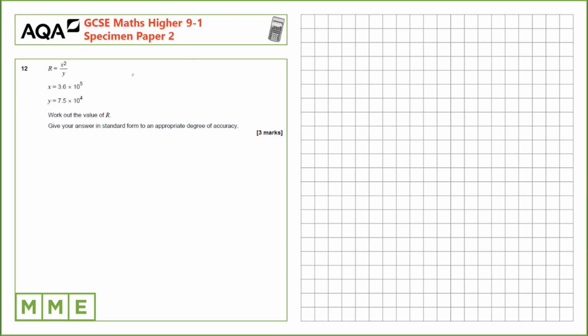Question 12. R equals x squared over y, with the values of x and y given. Work out the value of r. Give your answer in standard form to an appropriate degree of accuracy for 3 marks. First, let's calculate what x squared is. So x squared is simply 3.6 times 10 to the 5 all squared. In order to do that, we can put that straight into the calculator. So that's 1.296 times 10 to the power 11.